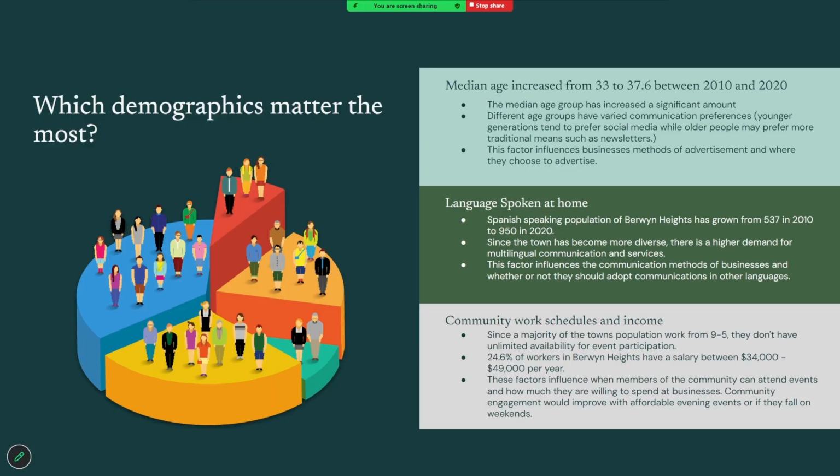Community work schedules and income. Since the majority of the town's population work from 9 to 5, they don't have unlimited availability for event participation. 24.6% of workers from Berwyn Heights have a salary between $34,000 and $49,000 per year. These factors influence when members of the community can attend events and how much they're willing to spend at these events. Community engagement would improve with affordable events, or if they fall on weekends.